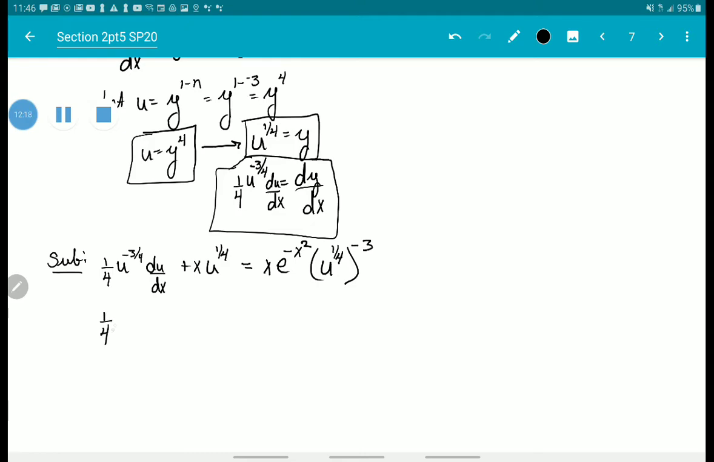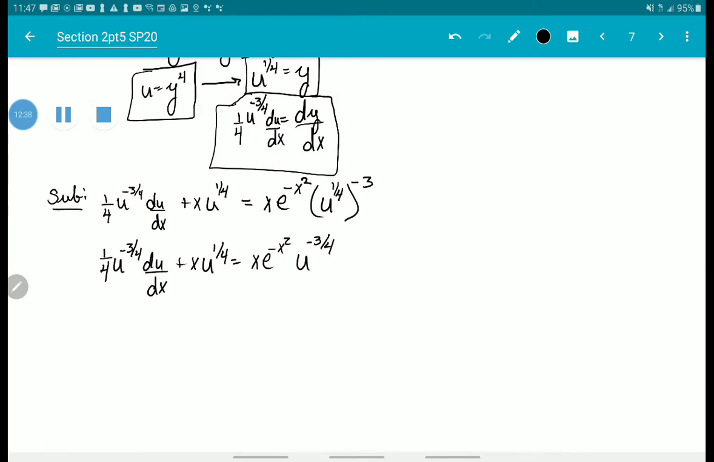So I'm going to simplify some things. Just simplifying that right-hand side. So now we need to figure out what we're going to multiply by. Well, we need this term to be a 1 times du over dx. So let's multiply by 4 times u to the 3/4. So if we do that, we're going to get du over dx plus 4x times u. And that's equal to 4x e to the negative x squared. And then when we multiply those u's together, we get u to the 0, which is just 1.